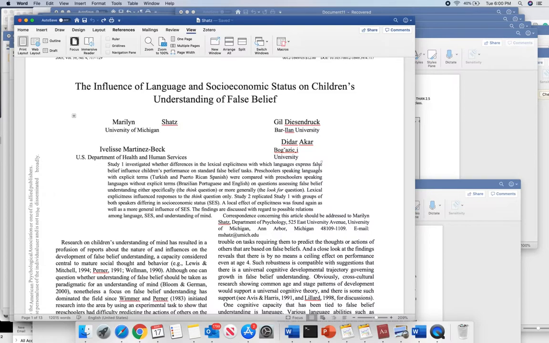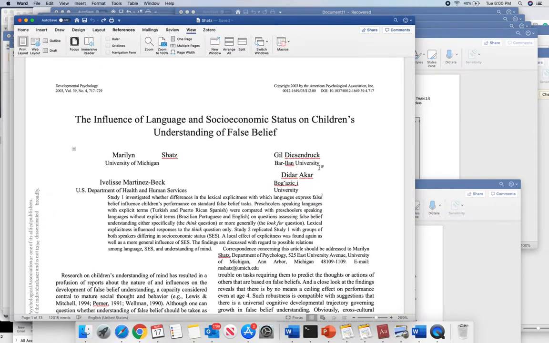So today we're starting with this article by Marilyn Schatz from the University of Michigan that says the influence of language and socioeconomic status on children's understanding of false belief. So I want to give you a little background. There's a hypothesis called the Sapir-Whorf hypothesis, which suggests that the languages we possess in our minds cause our thoughts. That is, if we don't have a word for something in our language, we don't have the ability to think about it. Now, this article is one of the first that I really like to share with my undergrads that tests this idea from a different perspective.